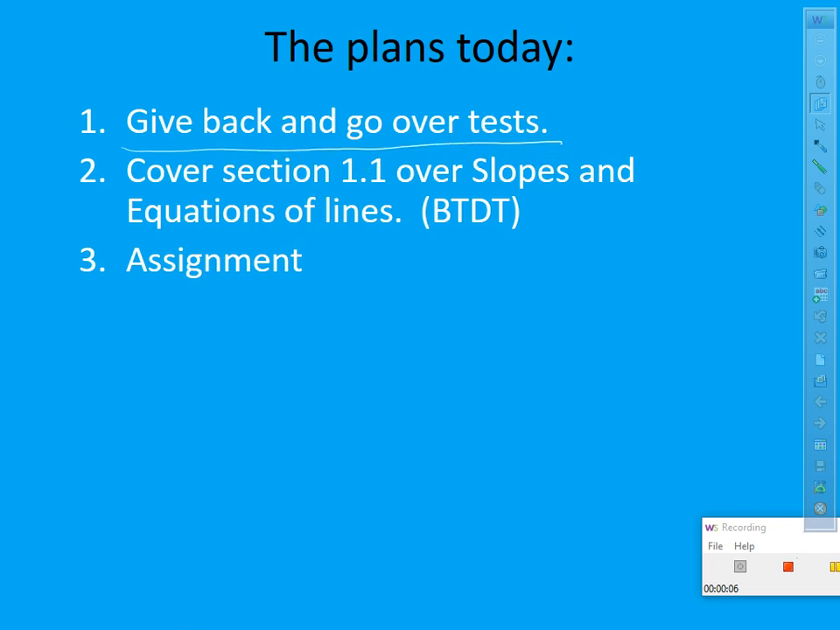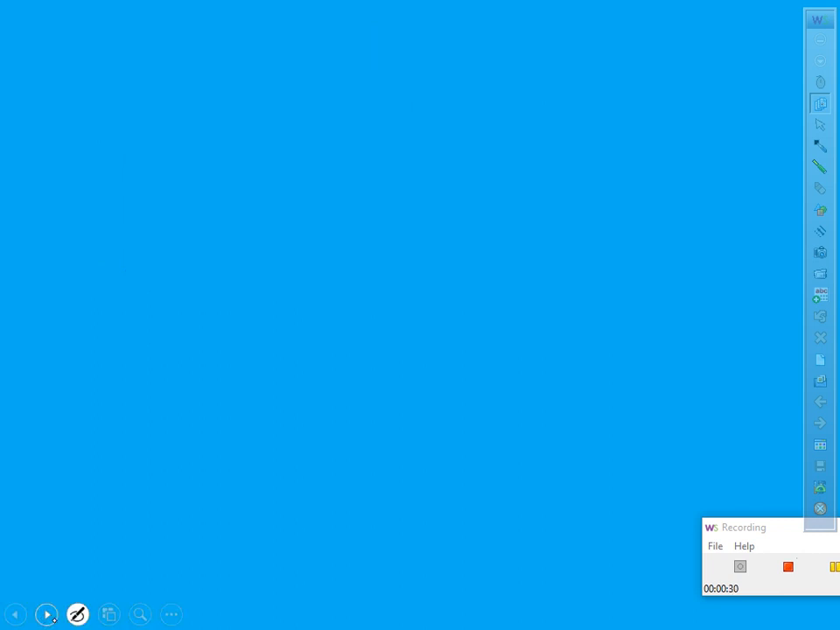What I'd like to go ahead and do today is cover section 1.1 over slopes and equations of a line. I put a BT/DT there, meaning been there, done that. It's really an Algebra 1 kind of section, so I'd like to get it out of the way before class next time. Chapter 1 is a really short chapter, so we'll be through with it in just a couple of days. So you should have your class notes right there in front of you.